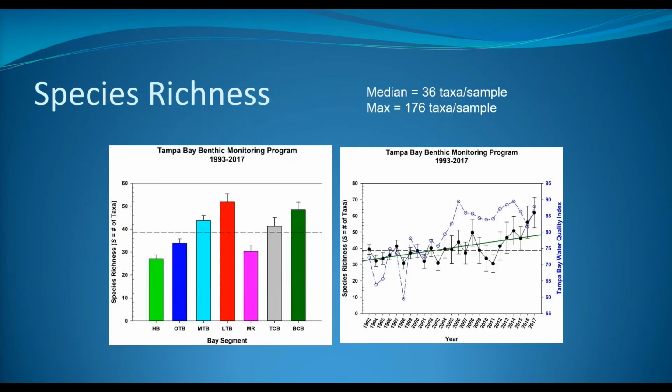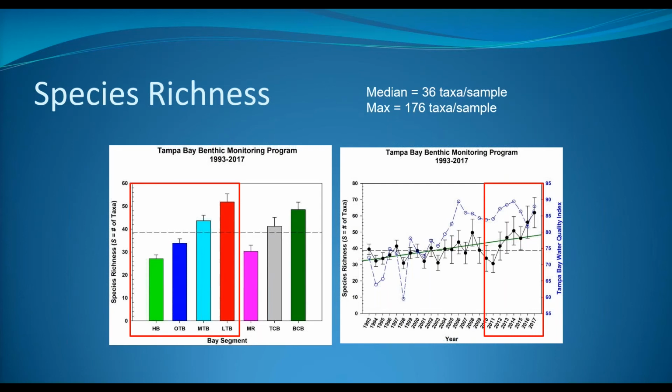Looking at some of the community parameters of species richness, we do see a gradient with lower species richness in Hillsborough Bay and then increasing species richness as you move towards Lower Tampa Bay. And looking at temporal trends, we've actually seen an increase in species richness over time. This is most evident since 2012, where we're really starting to see a lot more taxa present.